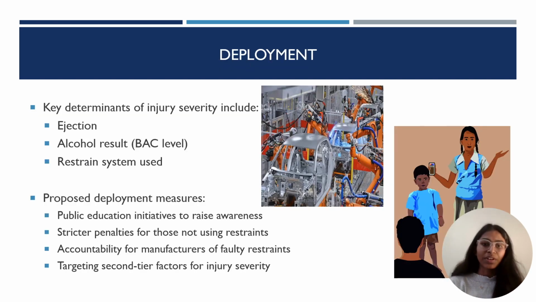Next phase is deployment. The factors with the most significant impact on injury severity were identified as ejection, alcohol levels, and the type of restraint system used. Here are some proposed deployment measures which include implementing social awareness programs, increasing penalties for individuals who do not use restraint systems, and also prioritizing the focus on the second tier factors that influence injury severity.